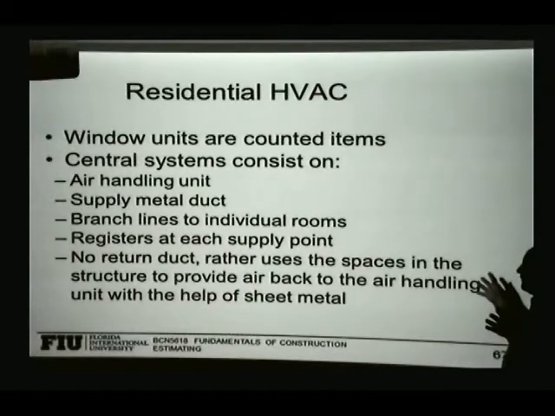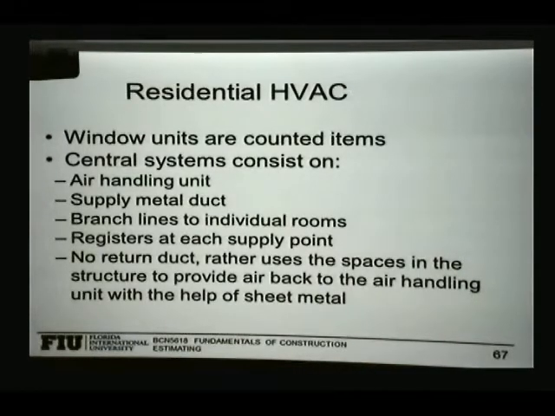Then you have metal ducts that bring air into each one of the rooms. You have registers at each point of supply, like this one here. We have 3, 4 of those in here that bring air. I don't feel any air right now, but I can hear the fan working, so hopefully the AC is working.